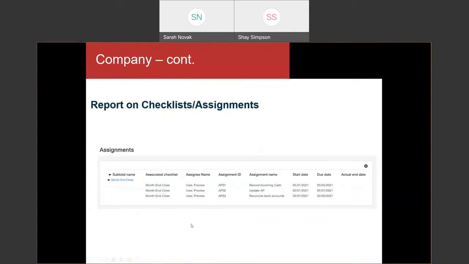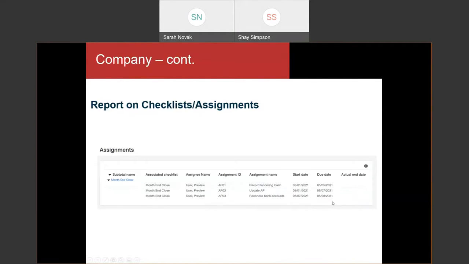All right, continuing to look at Company. We can also report on our checklist. So for example, we could create a report. We can actually assign this to a dashboard, and it would be for our month-end close. It's going to show me within my month-end close checklist my assignee name, what the assignment is, our assignment name, and the start date for that assignment, and then the due date.